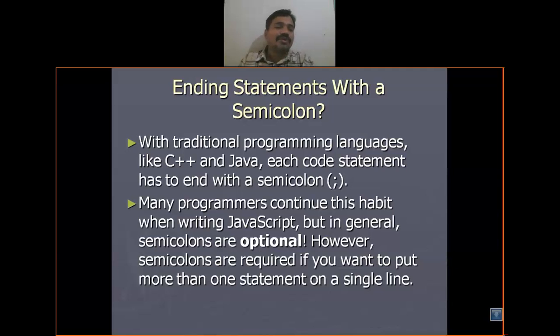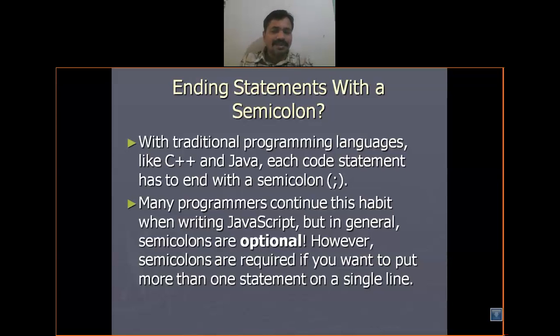So when you use C or C++, every time you have to write a semicolon at the end of a statement. Many programmers continue this habit when writing JavaScript, but in general semicolons are optional. When you write it, you can give the semicolon, there is no issue with that, but it is optional. However, semicolons are required if you want to put more than one statement on one line. So at that time the semicolon is essential.